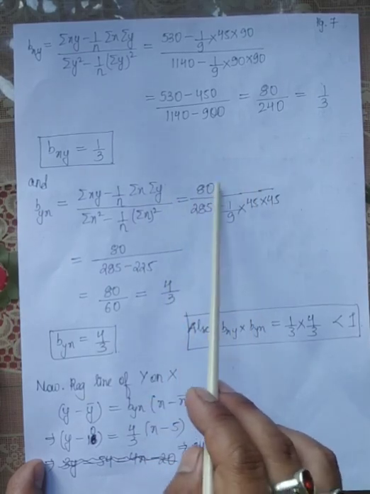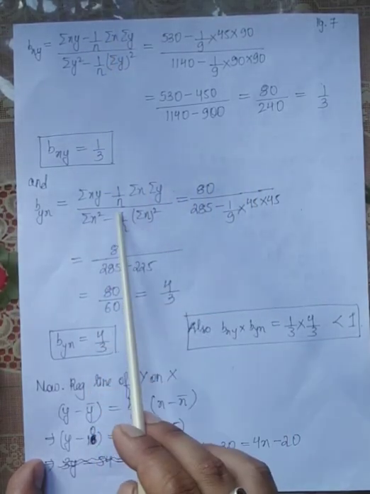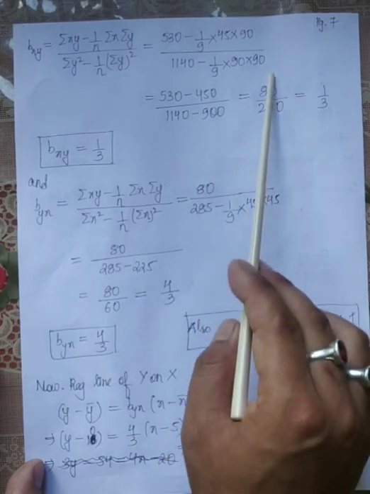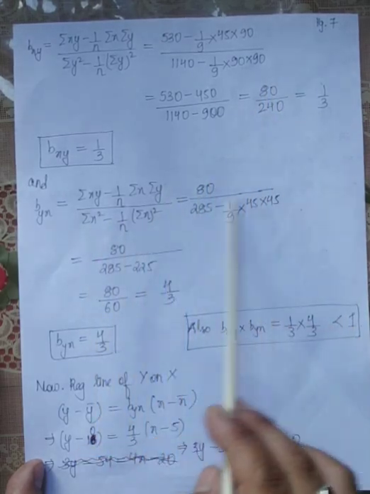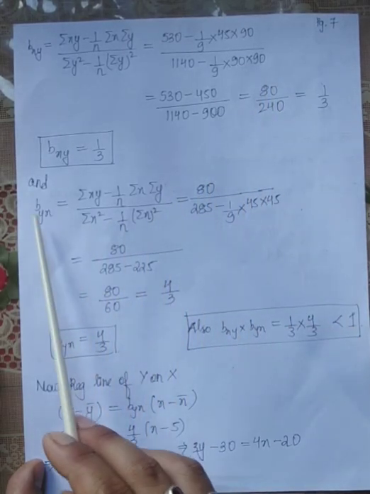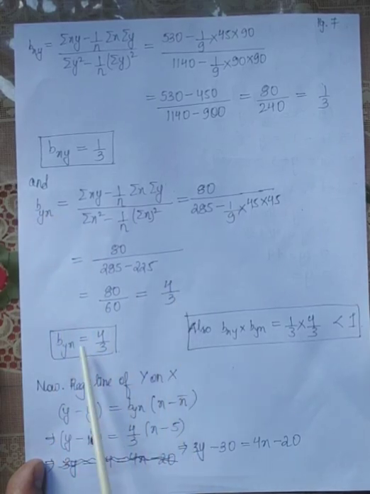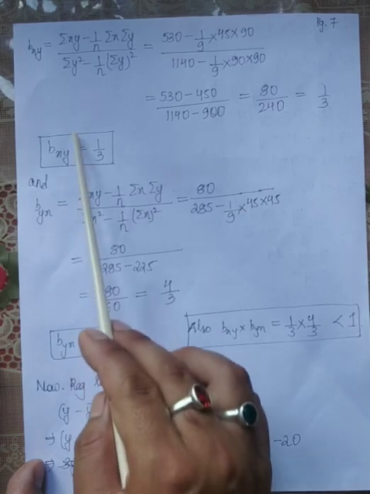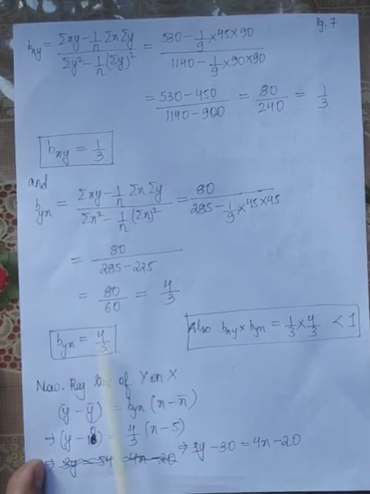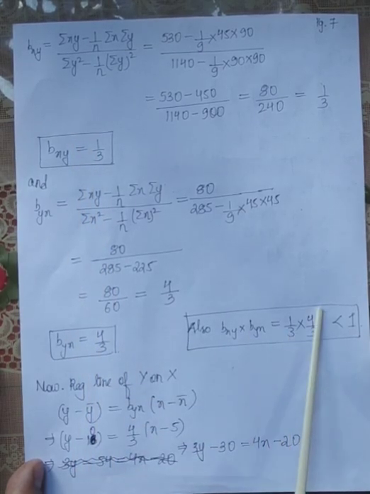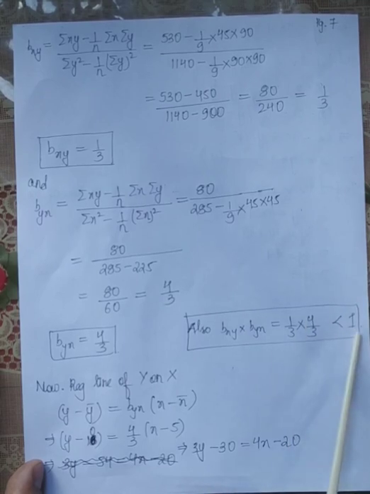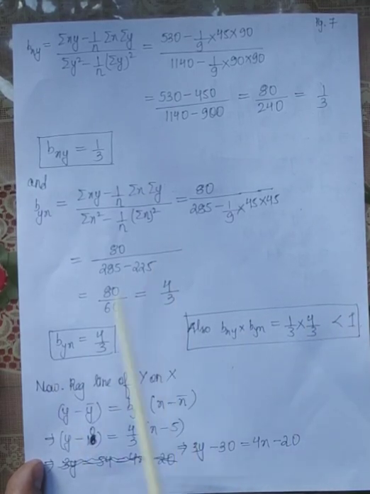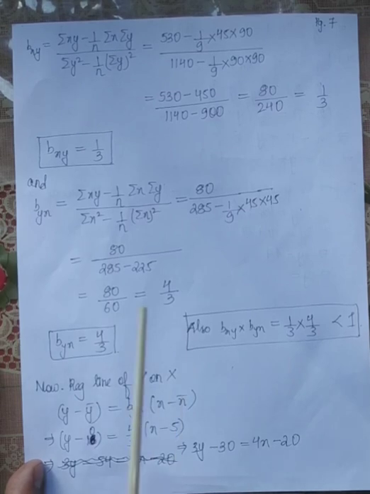See, the numerator is the same, so I have kept 80 straight away. Just calculate the denominator. So hence byx will be 4 by 3. So bxy is 1 by 3, byx is 4 by 3. And we know that the product of these two has to be less than 1. You can also verify: 1 by 3 into 4 by 3 is 4 by 9, which is less than 1. Okay. So we got all the values that we need.